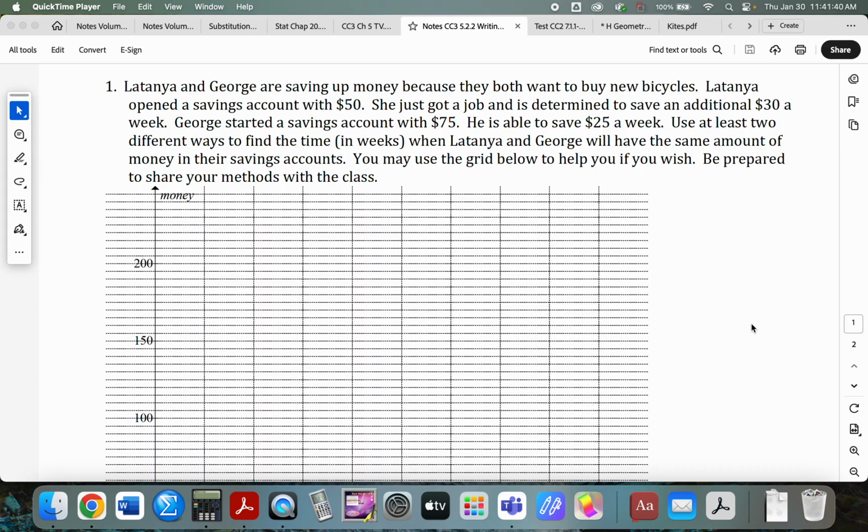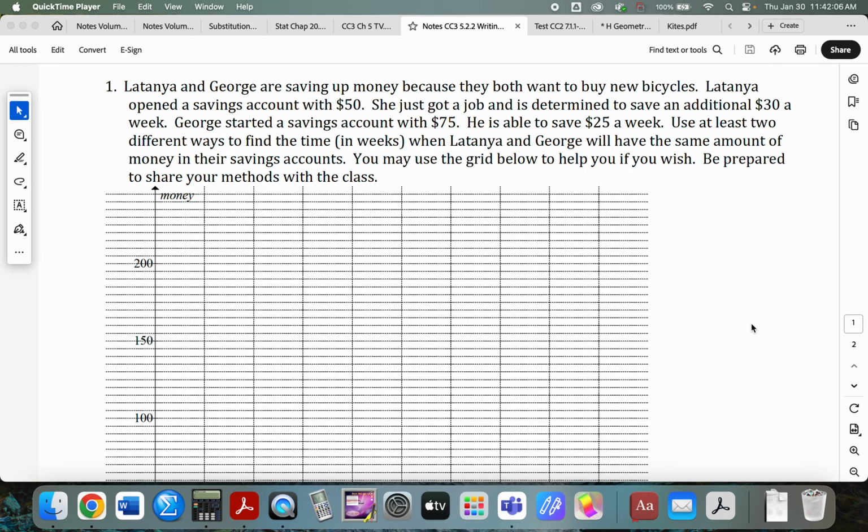Nobody got it? It's okay. Yeah. After 5 weeks. Okay. How did you find that? By marking every week on the chart with the line graph. Okay, so you graphed a line.